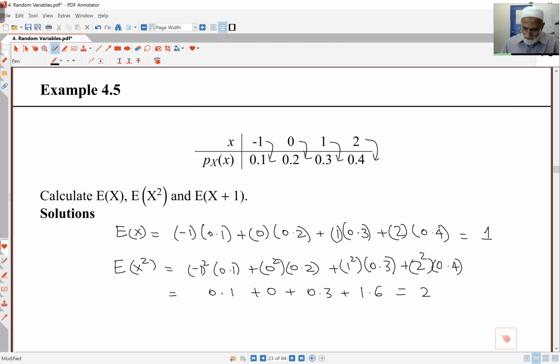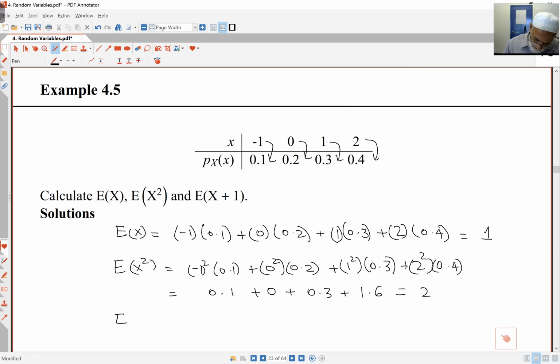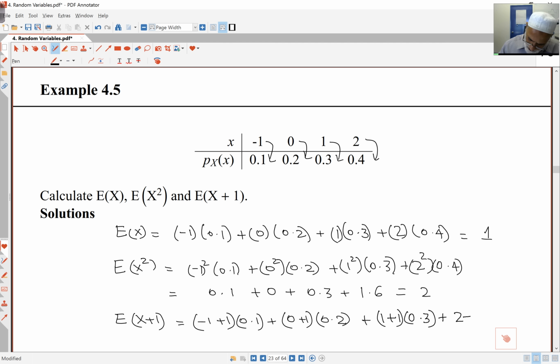Now if I want E of x plus 1, then all that happens is, as before, I'll be taking a look at negative 1 plus 1 times my 0.1, plus 0 plus 1 times my 0.2, and so on, 1 plus 1 times 0.3, and finally 2 plus 1 times 0.4, and that'll come to 2. So that's how I find means for random variables or functions of random variables.